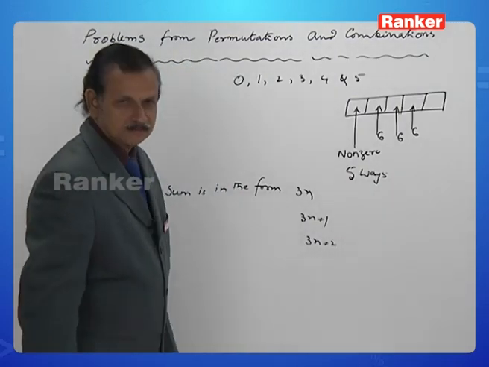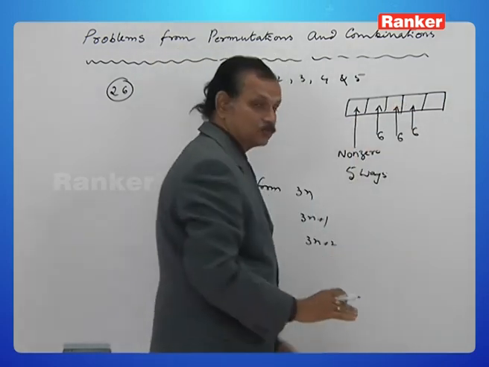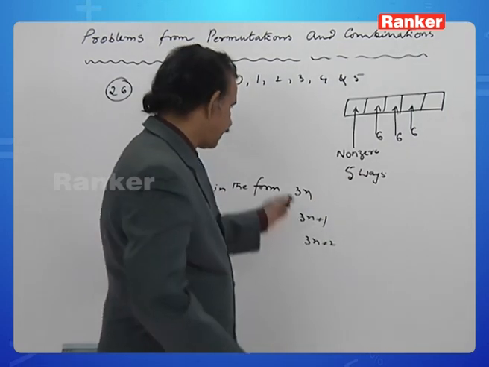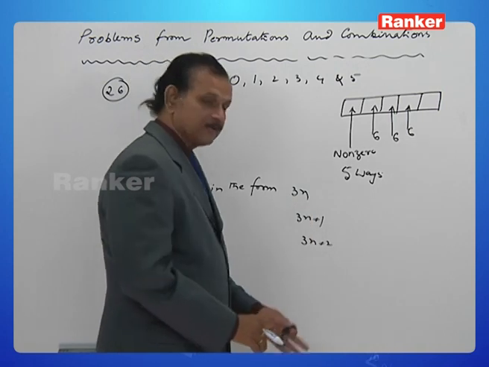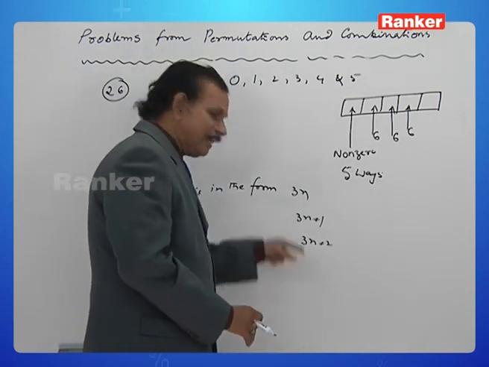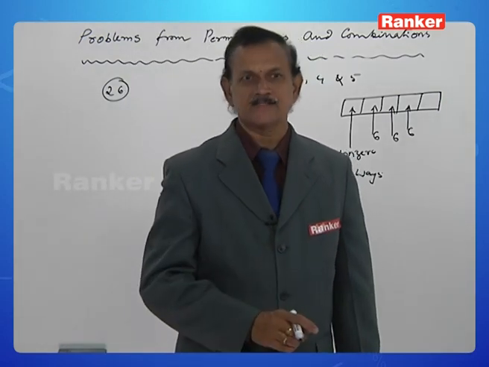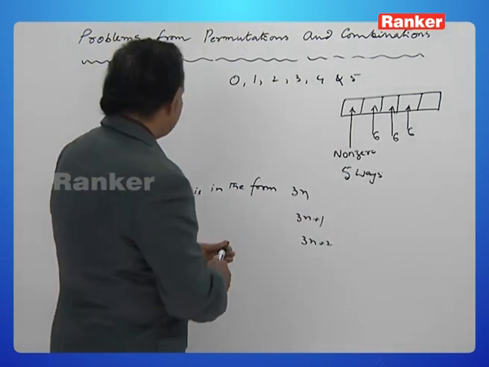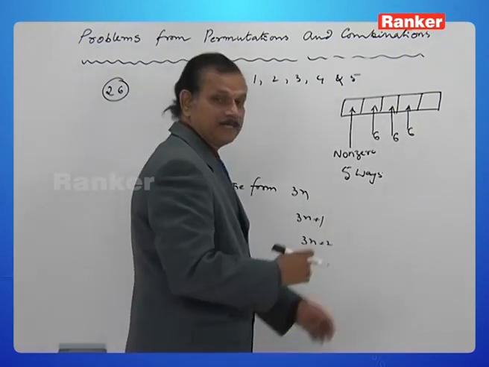Only 3 cases. The sum of the digits in the first 4 places which we have already filled may occur in 3 cases. Either in the form 3n, or in the form 3n plus 1, or in the form 3n plus 2. Exactly one and only one of these cases happens. Well, let us see. If the sum is in the form 3n, this is already divisible by 3.